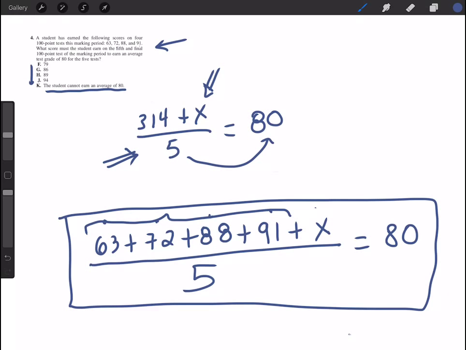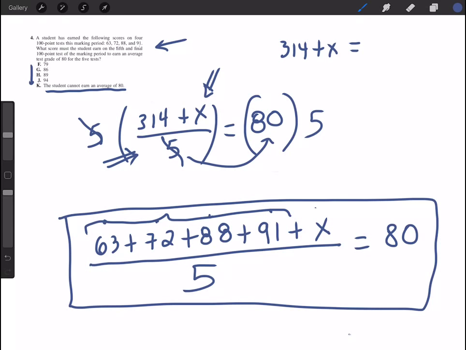In other words, we want to send the 5 to the other side multiplying, because that's the opposite of what it's doing on the left side, which is dividing. Or we simply multiply both sides by 5. That's another way of looking at it. If we multiply both sides by 5, then we're essentially canceling these 5's here, and that leaves us with 314 plus x is equal to 80 times 5, which is 400.